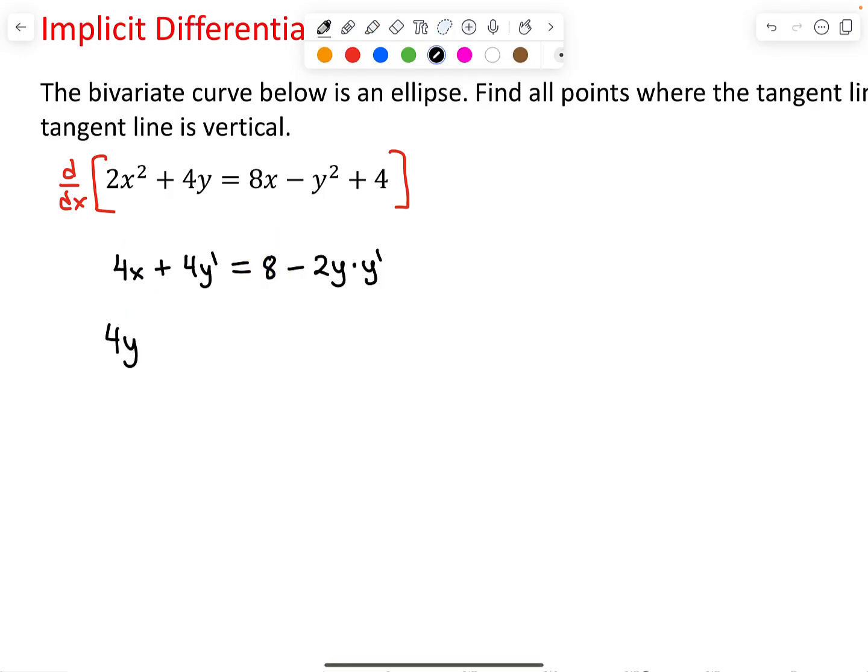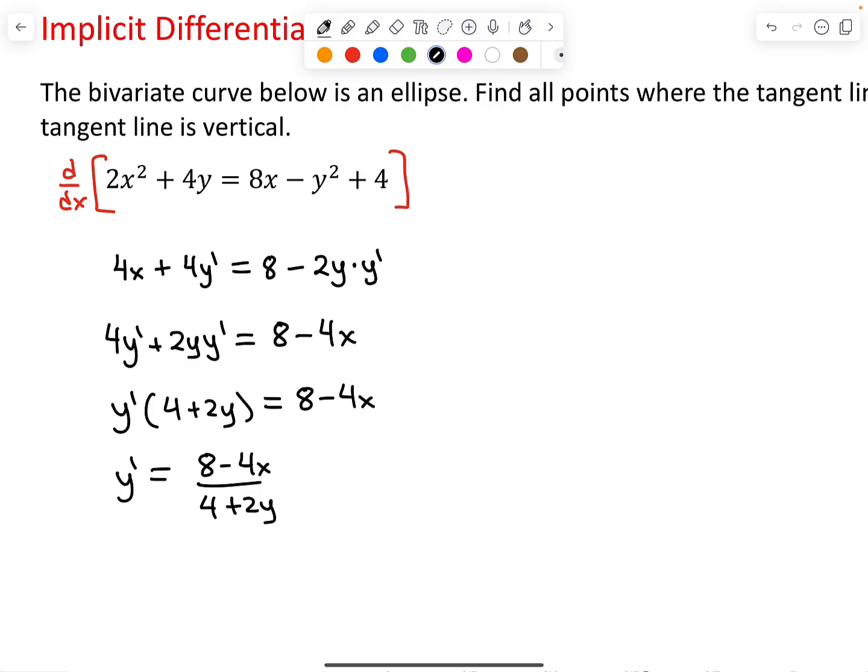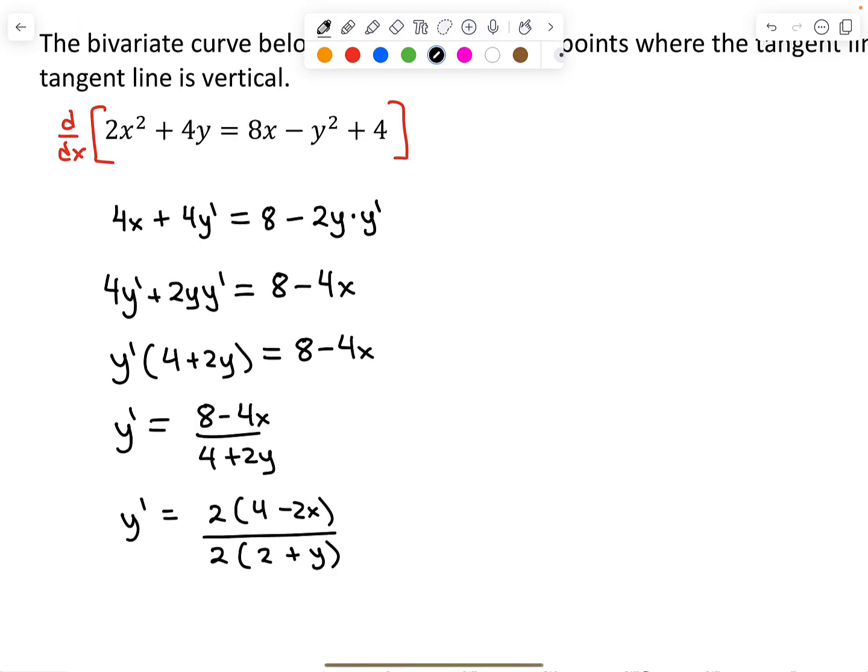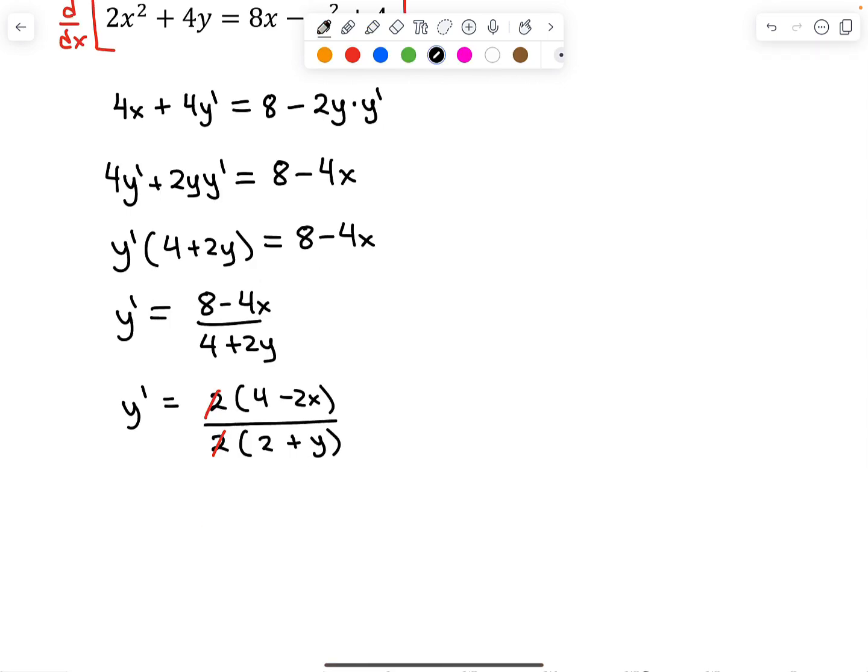That gives me 4y prime plus 2y prime is equal to 8 minus 4x. Now I'll factor and then divide. I could simplify this a little bit further because I notice all the coefficients are even. So if I factor a 2 out of both the numerator and the denominator, then 2 over 2 is 1 and it can be canceled. So our final answer will be y prime is equal to 4 minus 2x over 2 plus y.